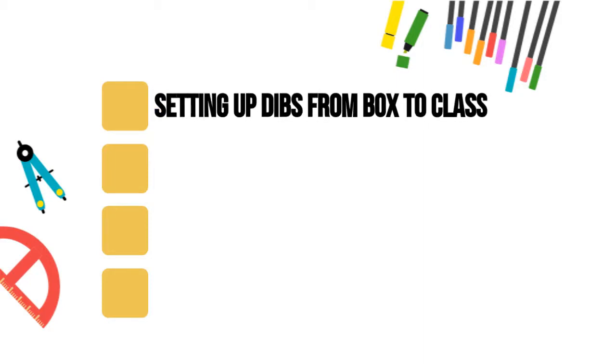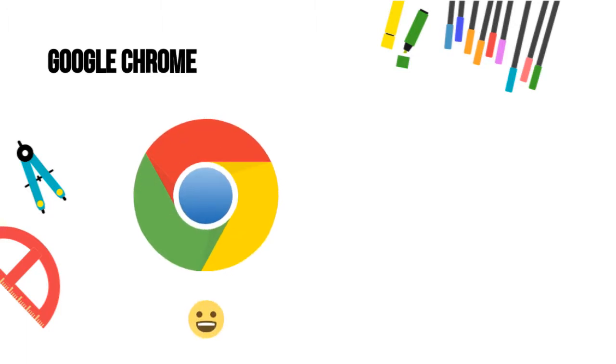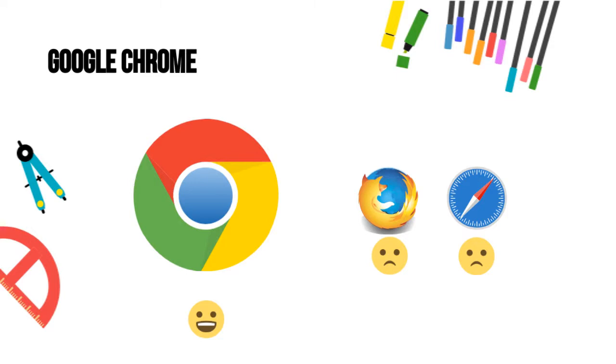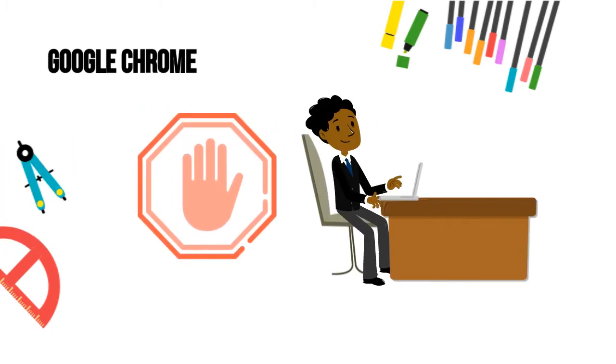Your physical classroom looks DIBS ready. Great! Now let's get your digital classroom ready to go. First things first, your classroom tech needs Google Chrome. Our software doesn't work the way it should on Firefox, Safari, or other browsers. If you don't have Google Chrome, stop here and contact your school technology guru to get Chrome installed. Once you have Chrome, we can begin.